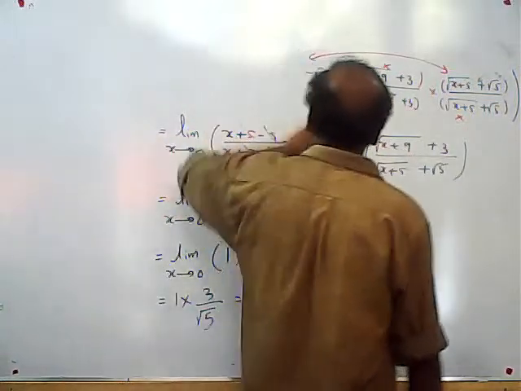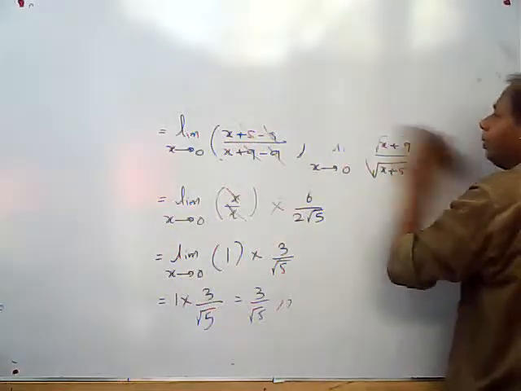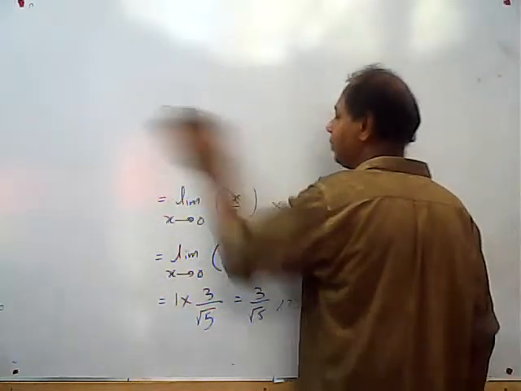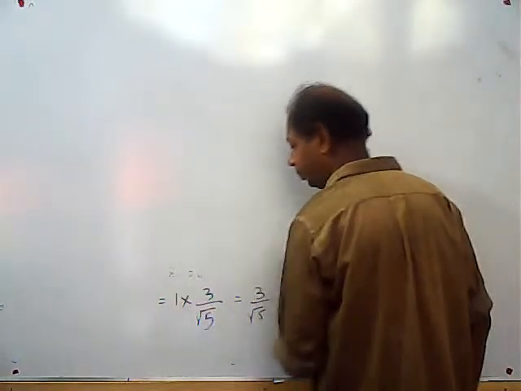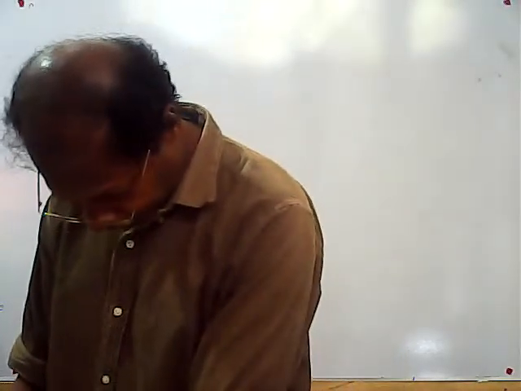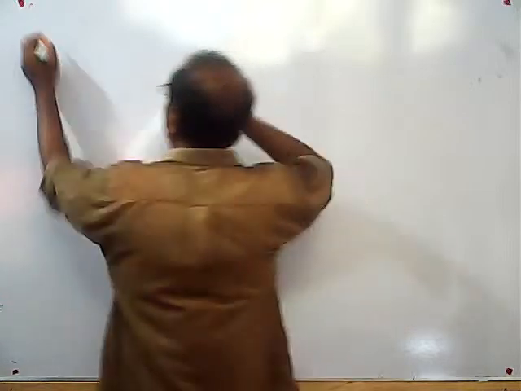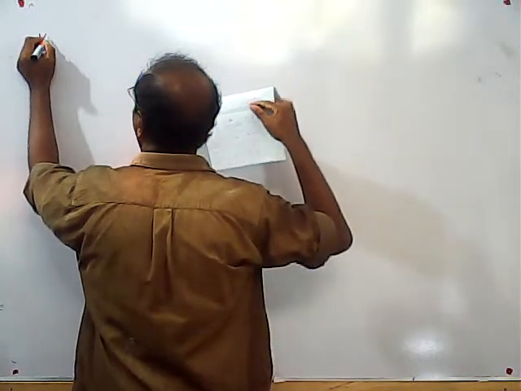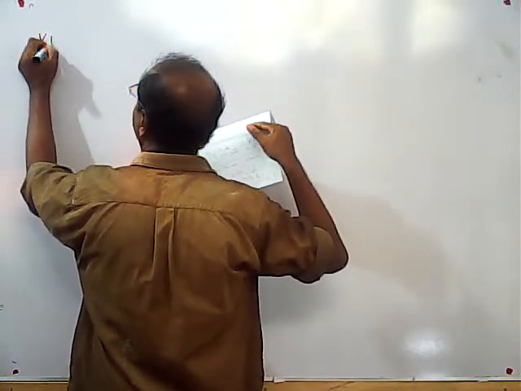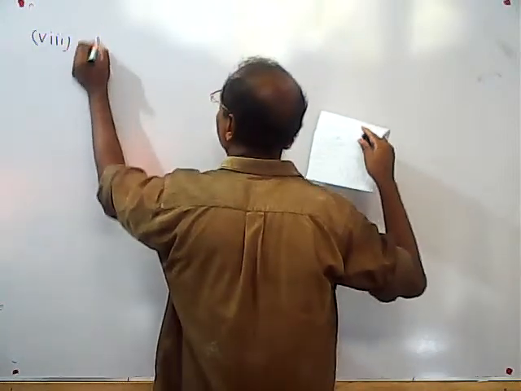We can do them now. I'll make the corrections. You do them now. This is question number 7. Then number 8. Number 8 that has to be this. Number 7, number 8. Number 8 has to be this limit as x goes to 1.